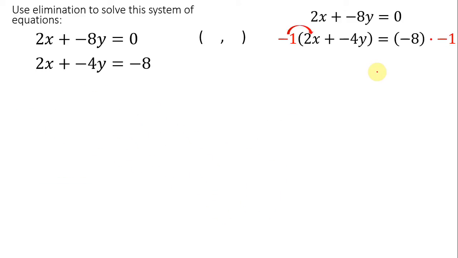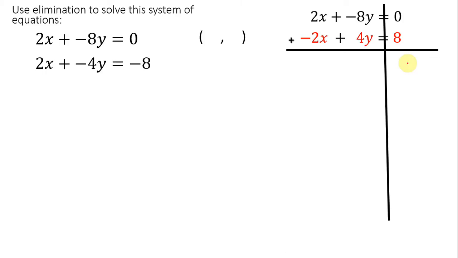Let's take a look. So when I multiply negative 1 by 2x, I'll get negative 2x plus negative 1 times negative 4y will turn into positive 4y equals negative 8 times negative 1, which will be positive 8. So my new equation would be negative 2x plus 4y equals positive 8. And now when I add these together, my x's will eliminate.